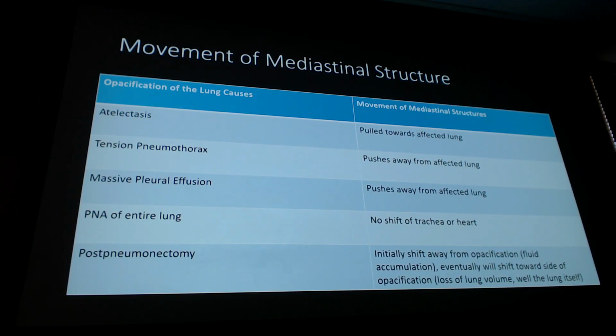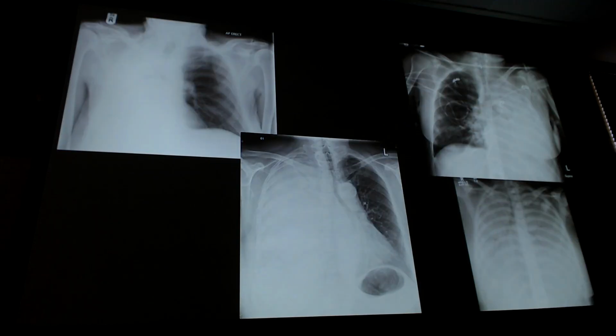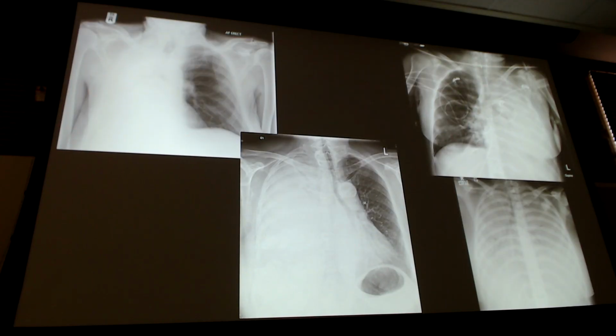Post-pneumonectomy, a little bit trickier, right? So know that initially they're going to shift away from the opacification because you just had the surgery, so you got fluid accumulation there, so it's going to push, okay? And then the lung's not there anymore, so once that fluid kind of goes away, that vacuum's going to pull it just a little bit, right? Because now there's this space there. So it'll push and then pull. Still super, super rare. There are not a whole lot of patients out there who have had entire lungs removed. But we'll talk about tension next block. But this is going to help you decide when you have an entire opacified lung like this, what's going on.